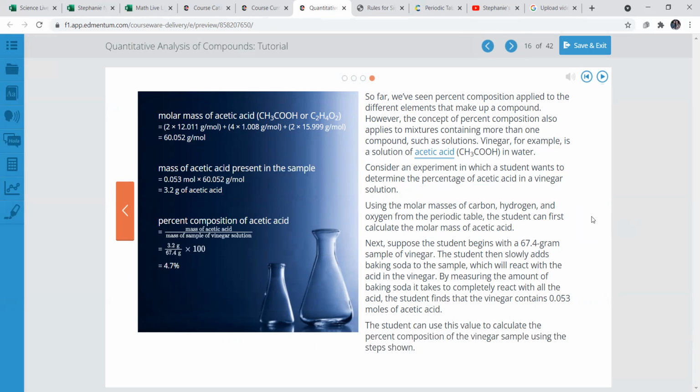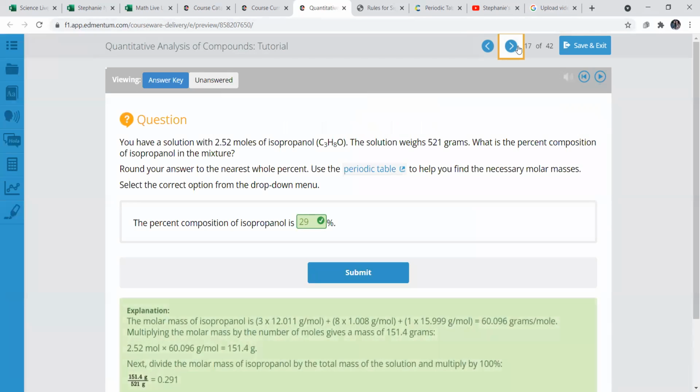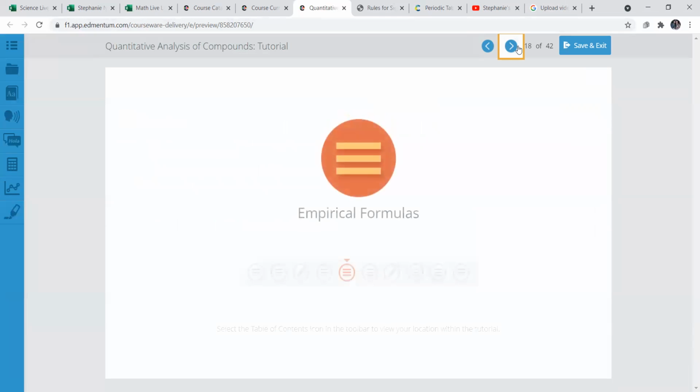So then here's how you figure out the percent composition of acetic acid. The mass of acetic acid versus the mass of the sample of the vinegar solution. So mass of acetic acid divided by mass of vinegar solution. And there you have it. There is the percent composition of it. Okay. So again, questions will let you figure that out.